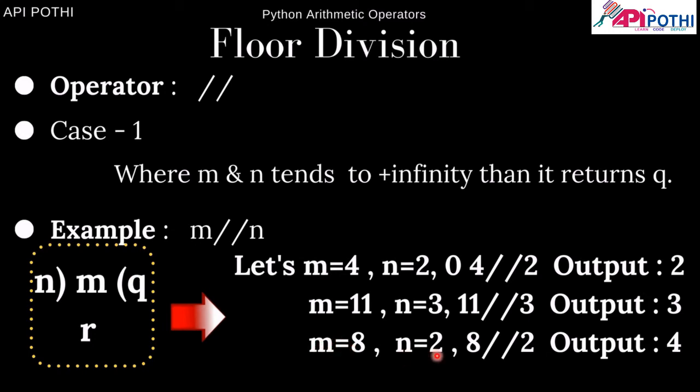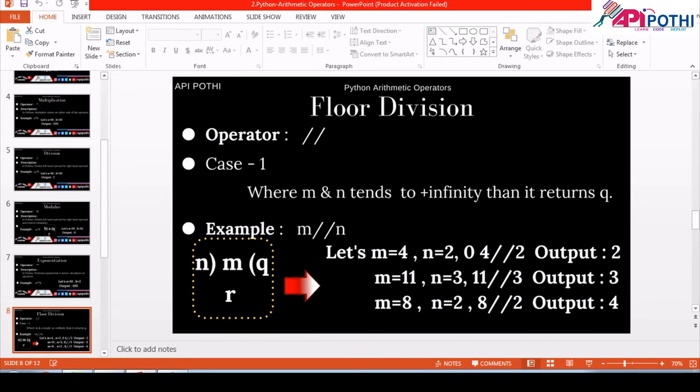N equal to 2 and 8 floor division 2. Since 8 is perfectly divisible by 2, the output is 4, where the remainder is 0. Even though we are not interested in understanding the remainder, we are only interested in q. So where m and n both are positive, q is the floor division for that. Let's do the coding for that.